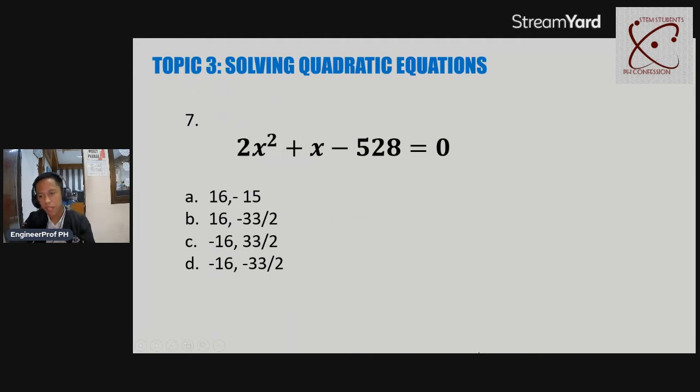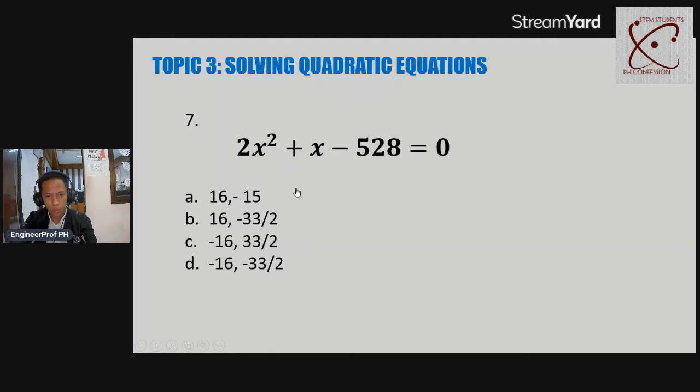Class quiz. So for the seventh problem, switch tayo ng topic. So topic 3, that is solving quadratic equations. So for solving quadratic equations, yun pa din yung ating gagamitin. So menu equation. Okay, in this problem, we have 2x squared plus x minus 528 equals 0. So this is a quadratic equation. Ang hinahanap natin dito, guys, or ang pinapasolve sa problem na to, are the roots of this quadratic equation.